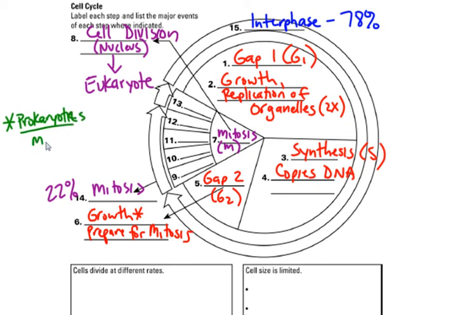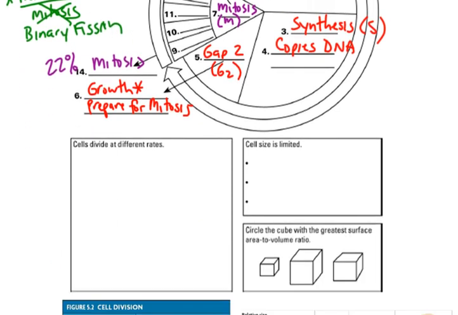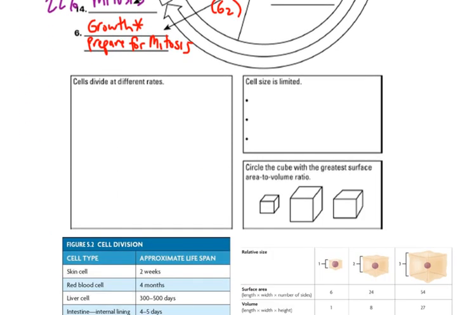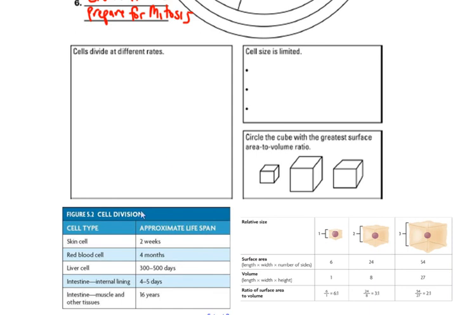Prokaryotes, no mitosis. Instead, they do something similar called binary fission. Now, an important thing, cells are all different, and they're going to divide at different rates. So, this is going to vary widely. It's going to be linked to the body's need.